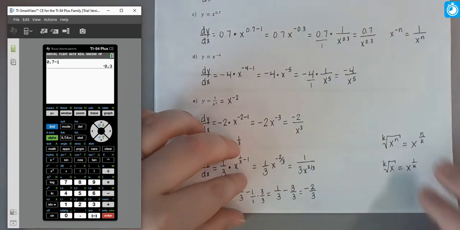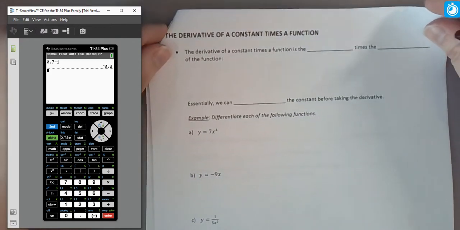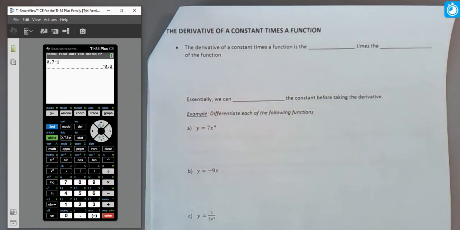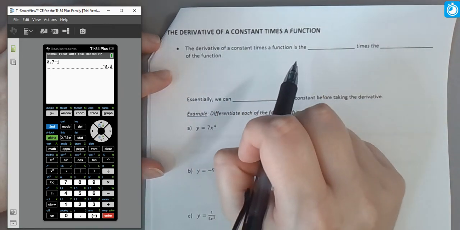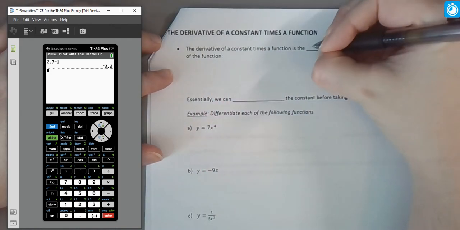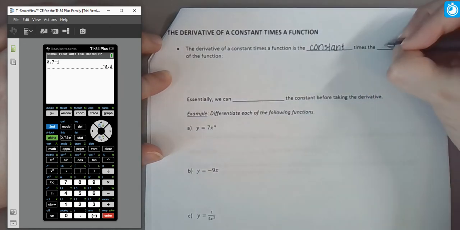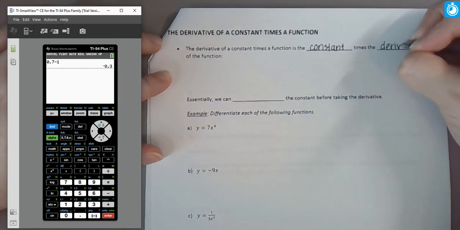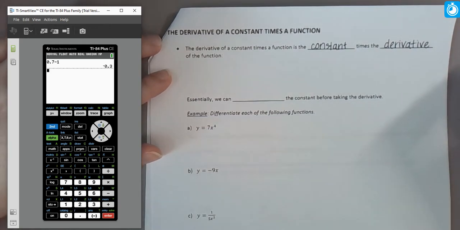So another rule that we have, if we build on, for instance, the power rule, is going to allow us to differentiate a function that has a constant times some other algebraic expression. So the derivative of a constant times a function, or again, just think of it as just another algebraic expression, is going to be the constant times the derivative of the actual function. In other words, the algebraic expression that that constant is multiplied by.